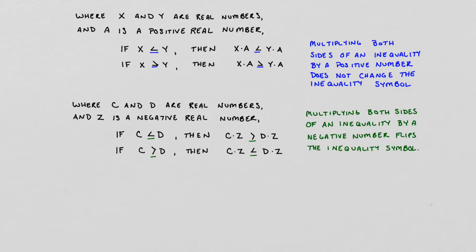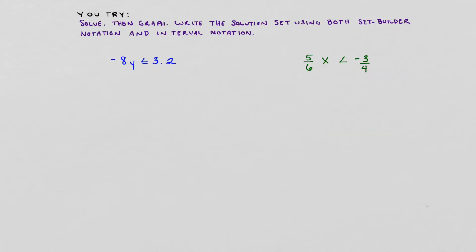So again, multiplying both sides of an inequality by a negative number flips the inequality symbol. The other thing that I want us to note here is that when we're talking about this multiplication principle, it also applies to division. So again, if I divide both sides by a positive number, then I do not change the direction of the inequality. However, if I am dividing both sides by a negative number, I will need to flip the direction of the inequality symbol. Let's go ahead and get some practice in with regards to this.